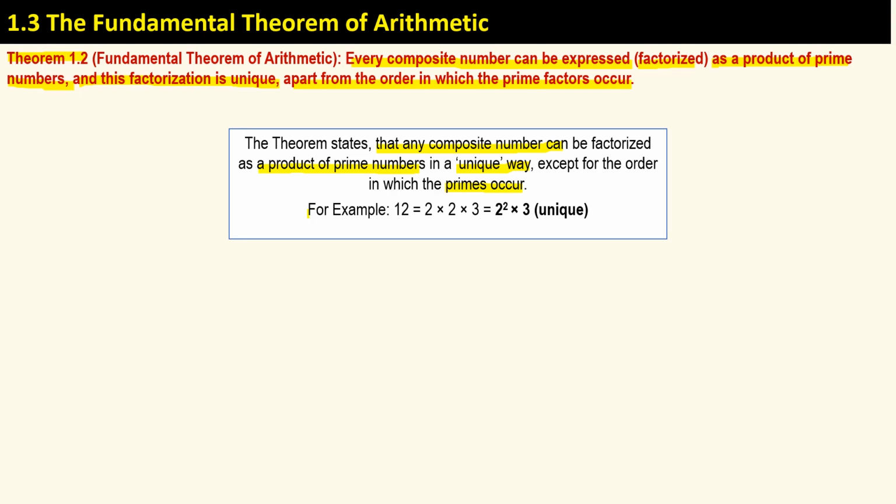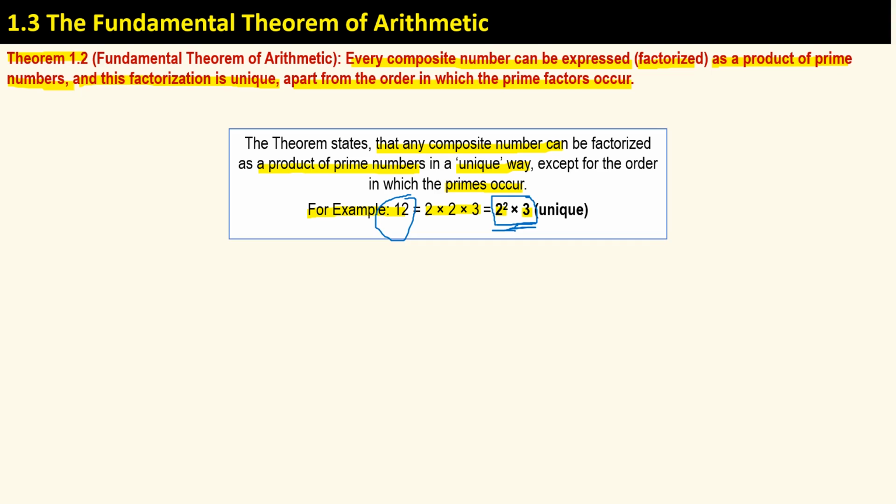So let's take the example of number 12. This can be decomposed into 2 multiplied by 2 multiplied by 3, which is 2 raised to power 2 multiplied by 3. So this 2 raised to power 2 multiplied by 3 is unique. The prime factors are 2 and 3. You cannot obtain number 12 in any other manner using prime numbers. There is only one unique way.